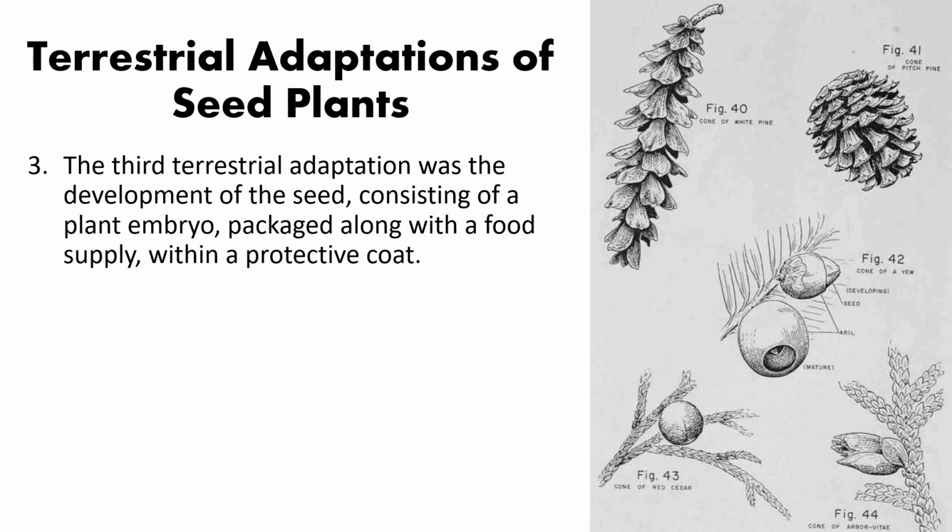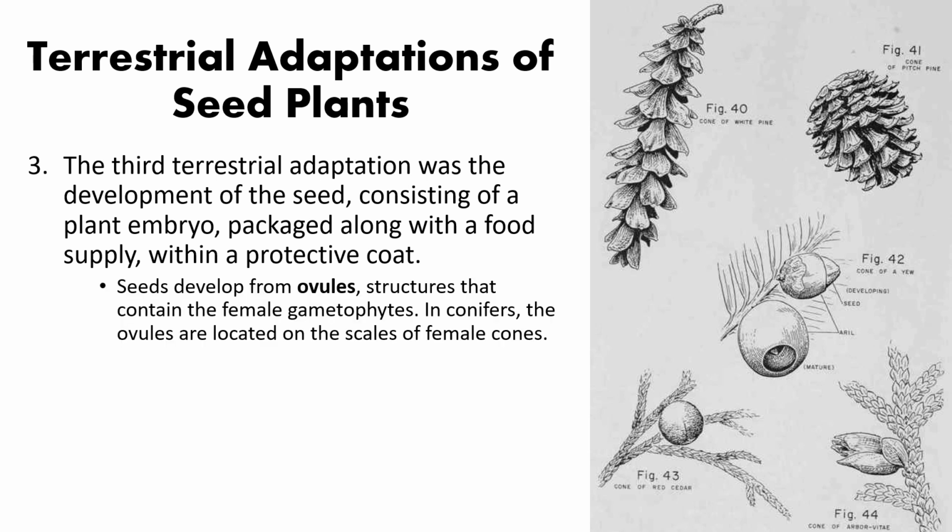So the third terrestrial adaptation is the development of the seed. A seed is going to be a plant embryo, which is a baby plant. And it's also going to be food for the baby embryo and a protective coating. So there's going to be a coating around the seed, so around the embryo, so that it's protected. Okay, the seeds will develop from the ovules. An ovule is going to be the female reproductive part. So I would think of it as an egg, that has the female DNA in there. If it is then fertilized by pollen, which is the male, it's then going to develop this embryo.